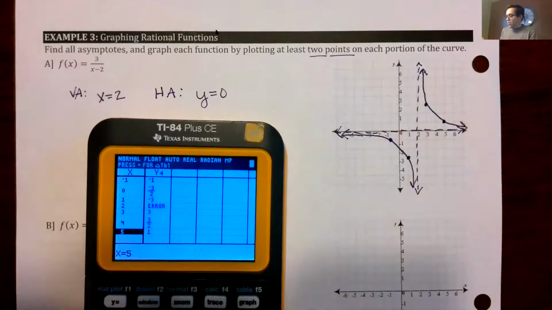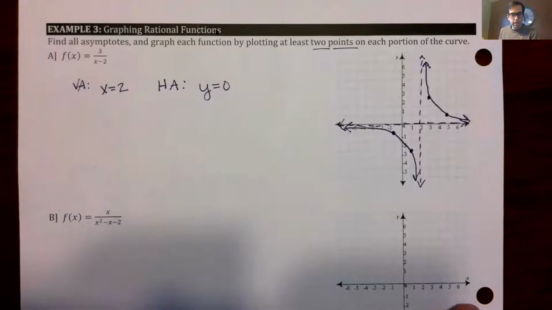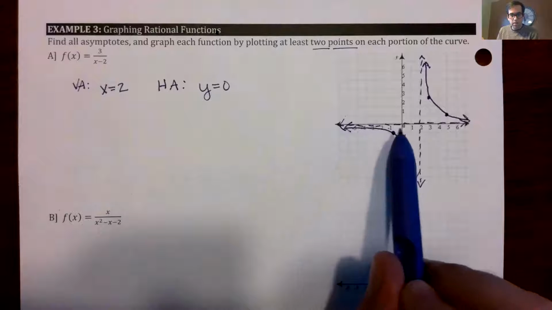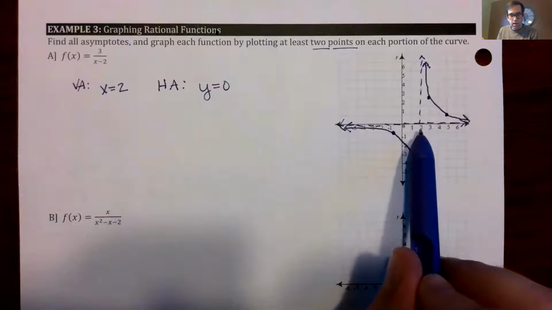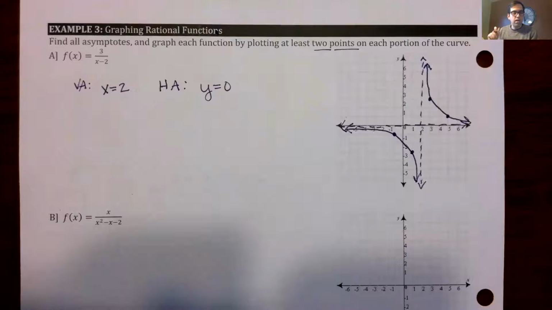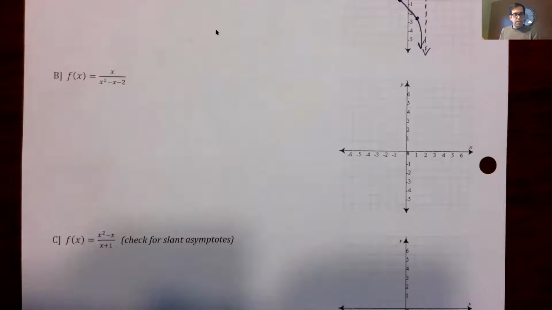Okay, and that's all we needed. So that's very nice there. We could also write the domain if we wanted to. We have all real numbers except for 2, x equals 2, so we could do negative infinity to 2, 2 to infinity, but the question didn't ask us to do that. All right, letter B, f of x equals x over x squared minus x minus 2.